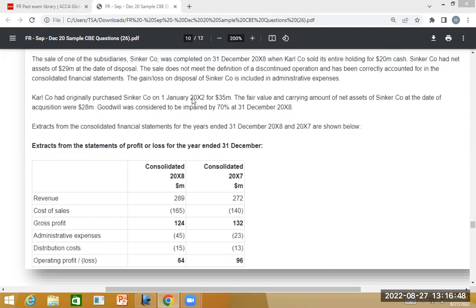So any one of you wanted me to calculate the figures? Yes, sir. Very good. So first of all, we need to see that at the date of acquisition, the net asset was 28 million. Sorry, we have acquired this subsidiary for 35 million. So there will be an initial goodwill on the acquisition, which has a value of 7 million. And out of which 70% has already been impaired. So what will be remaining?